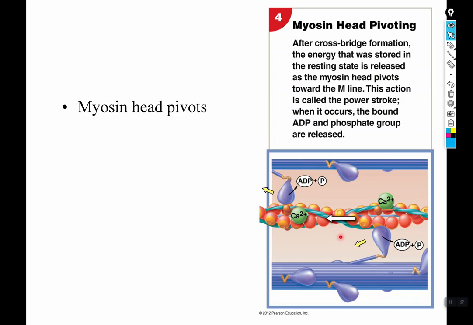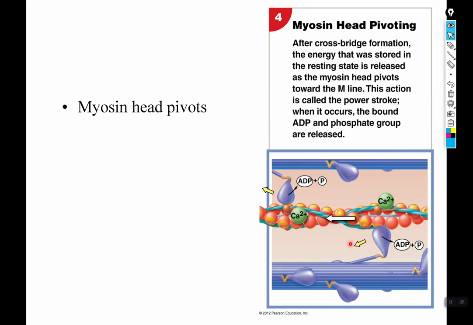So the head is pivoting towards the M line, which is going to move the actin and basically cause these filaments to slide past each other. And this sliding is called the power stroke. So this is the actual time and picture of when the sarcomere is getting a little bit incrementally shorter during this pivot.